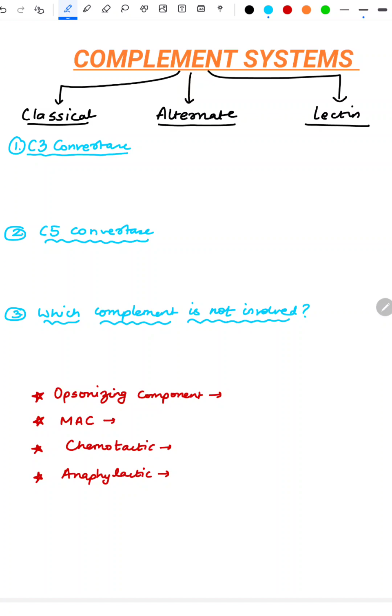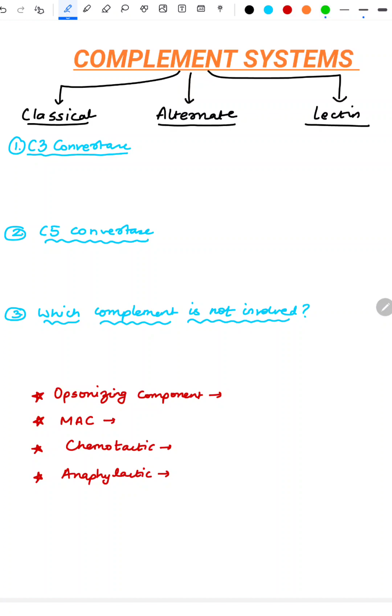So let's continue from where we left last. In our last video we discussed each of the complement pathways. If you haven't watched it yet, do make sure to go through it once so that you can understand what we are now going to discuss in this video. We discussed the C3 convertase in each of the pathways, so let's brief them again.